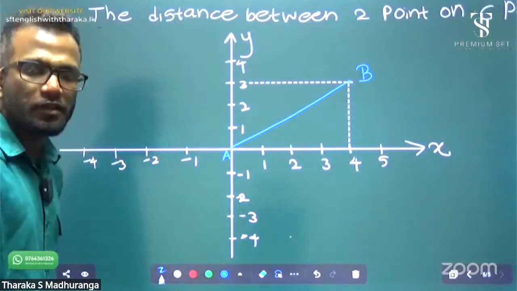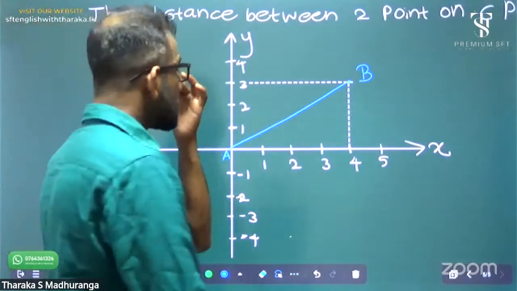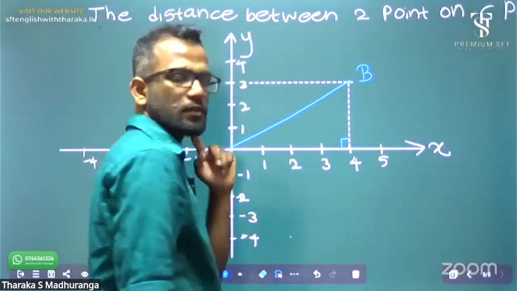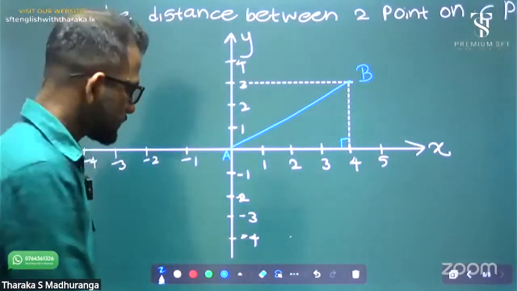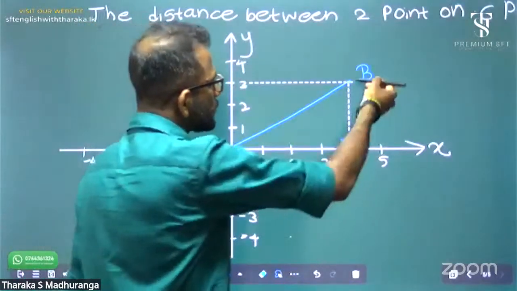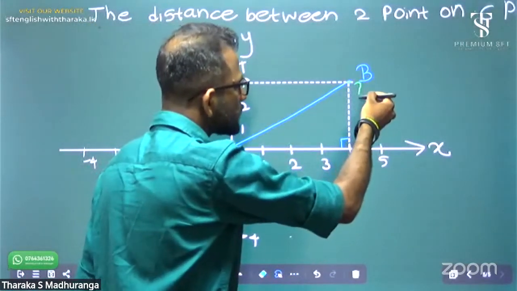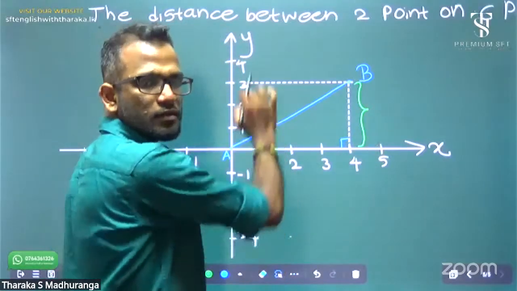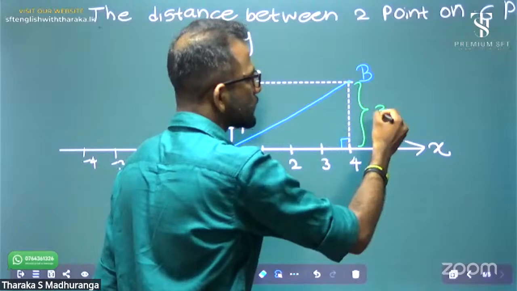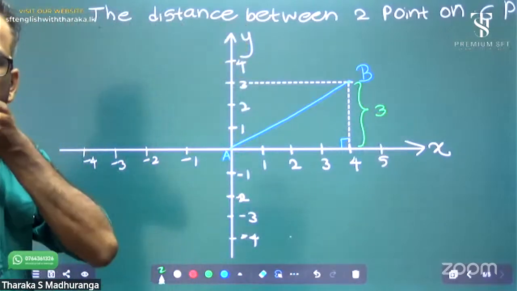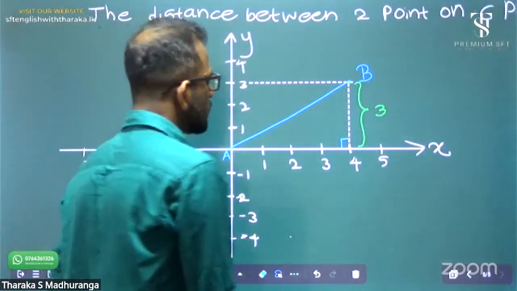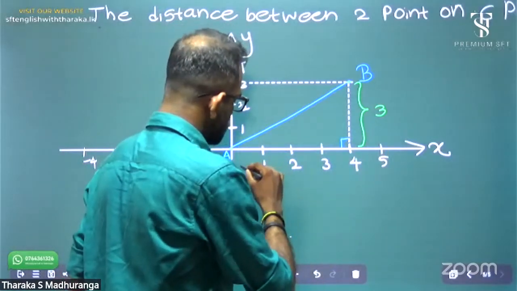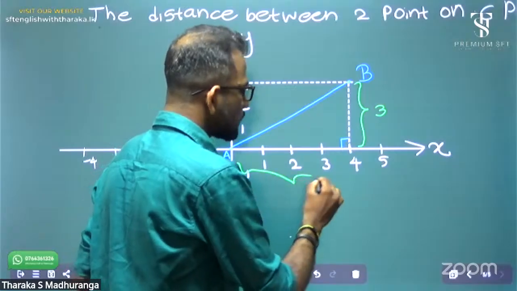Yes, we can use Pythagoras theorem. See, now think it is a right angle triangle. Now, what is the length of this side? 0 to 3, it's 3 units. Okay, what's the length of this side? It's 4.